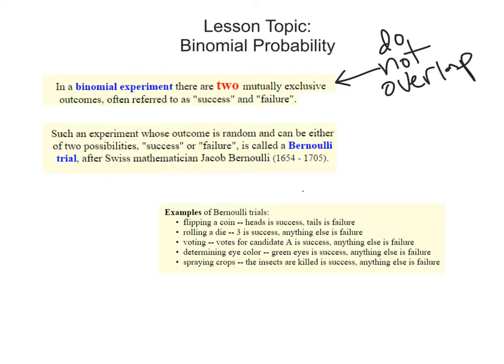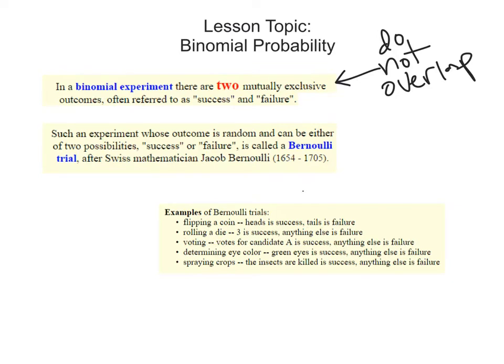So these experiments that have either success or failure as the outcomes come from Jacob Bernoulli, who was Swiss. Some examples of these Bernoulli trials, or binomial types of trials, are that we could flip a coin as an experiment, and then heads could be success, which means tails is failure. Those are the only two outcomes possible.